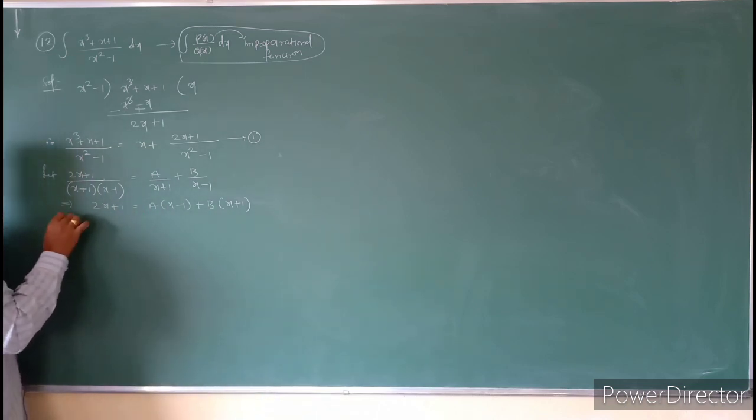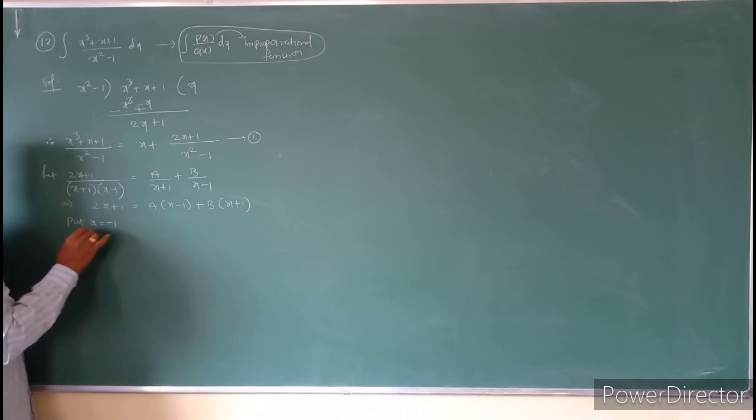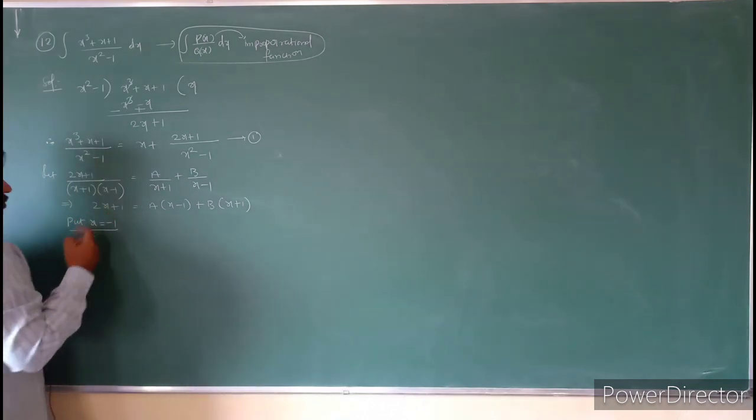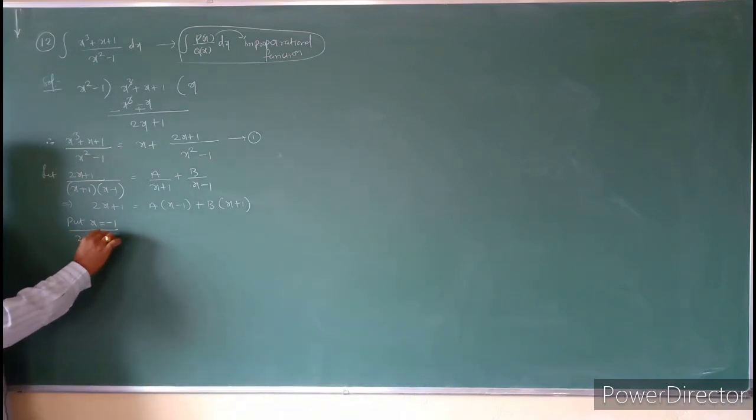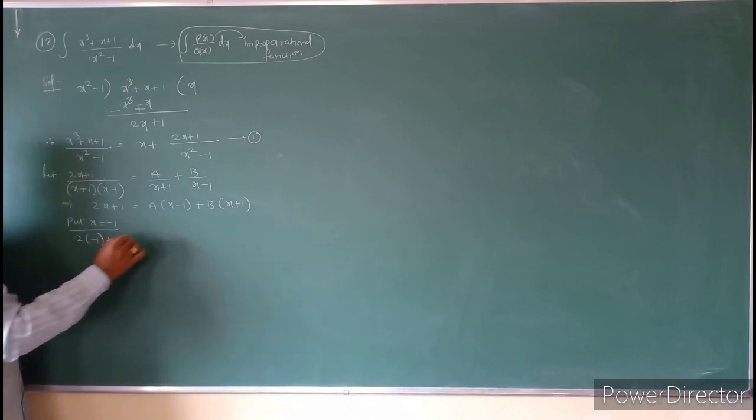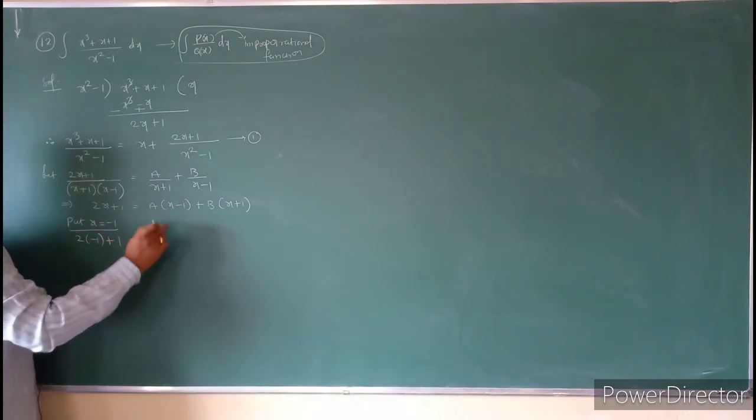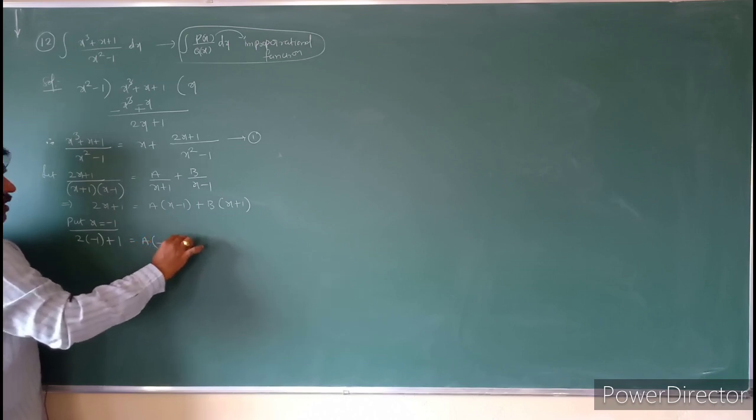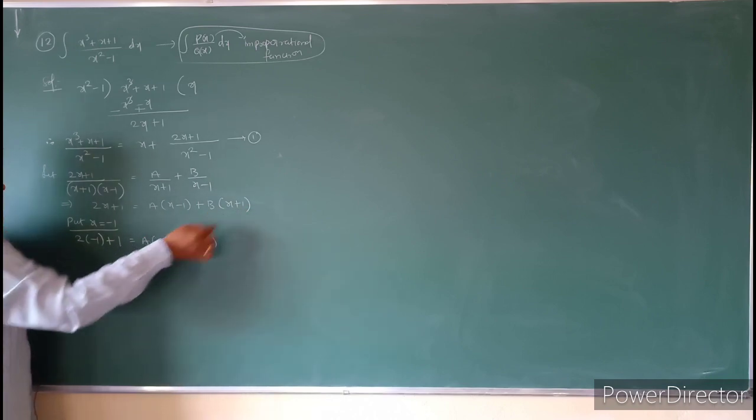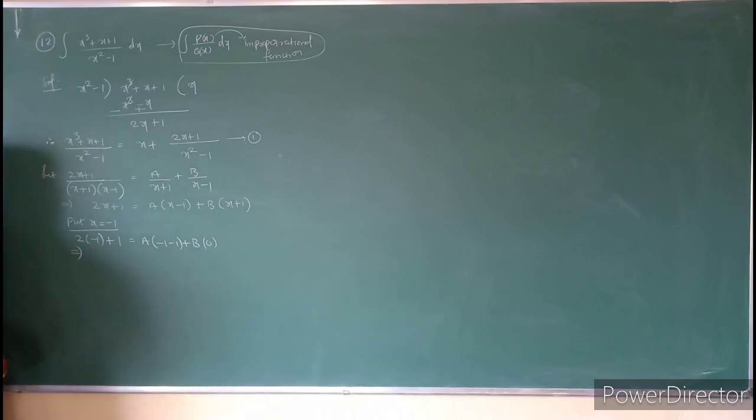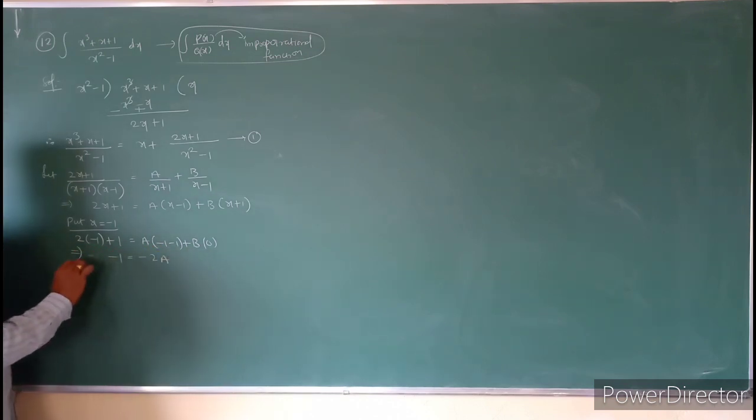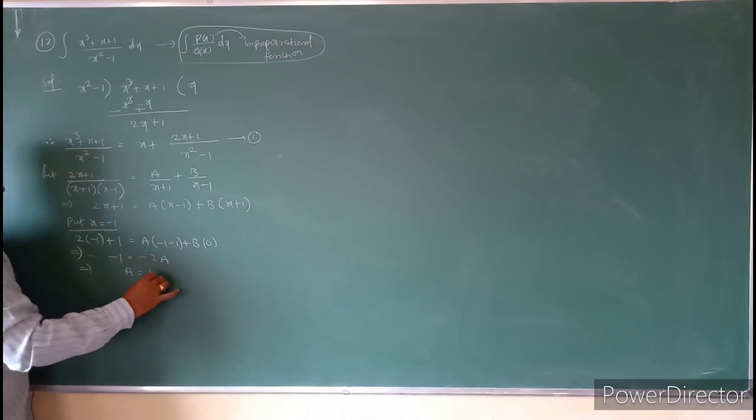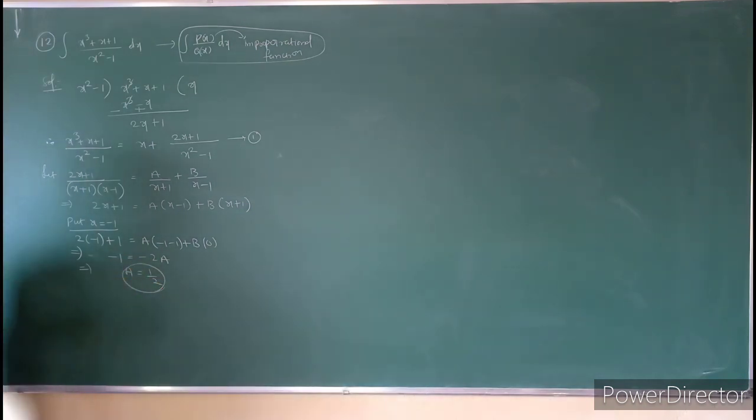Okay. So first put x is equal to minus 1. What happens, students, if you take x is equal to minus 1? 2 into minus 1 plus 1 is equal to a into minus 1 plus b into 0. So that implies minus 2 plus 1, which is minus 1, is equal to minus 2a. So a is equal to 1 by 2.